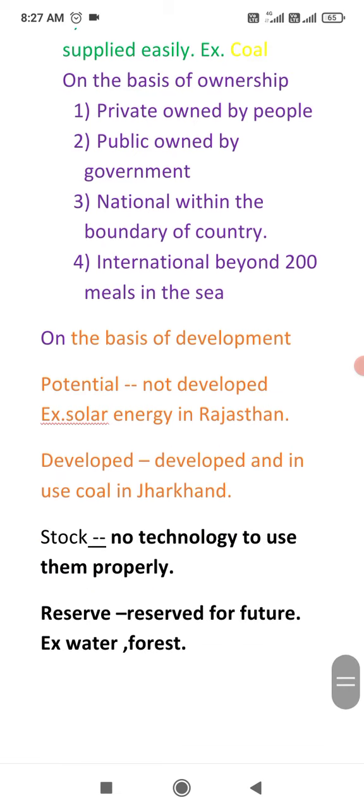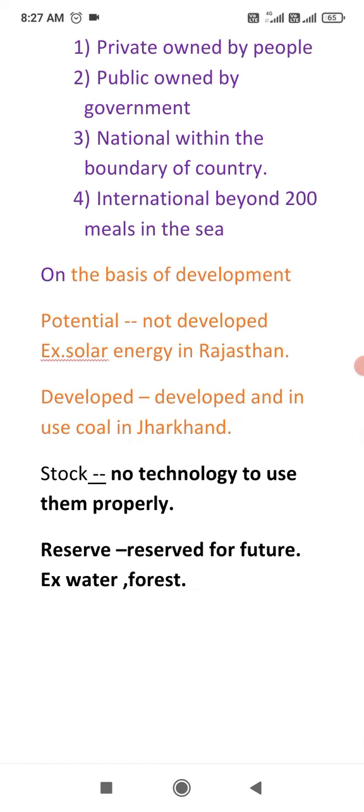And the next one, on the basis of development. This is a very important question of the lesson, and it can come for 5 marks in the exam. First one, potential resources. Potential resources are the resources which are not developed yet and which are not being used nowadays. For example, solar energy in Rajasthan. We have estimated that there will be solar energy in Rajasthan, but it's not developed yet and we are still not using it. That's why it's known as a potential resource.